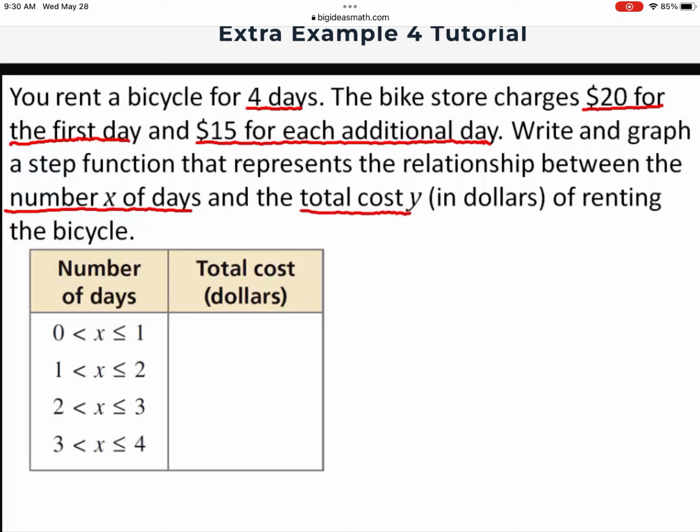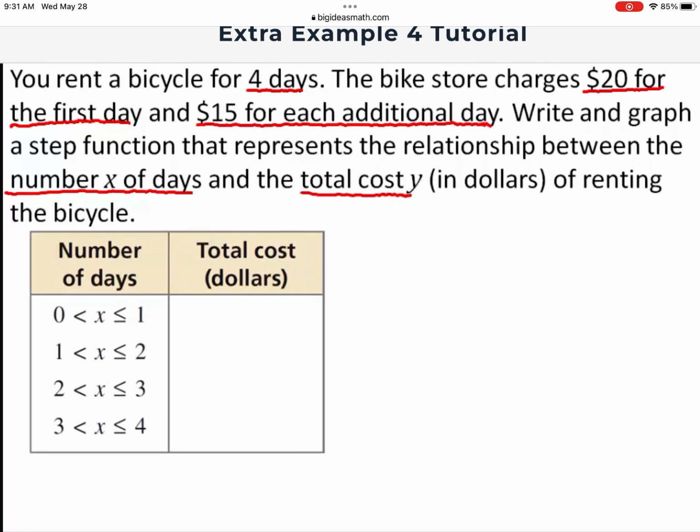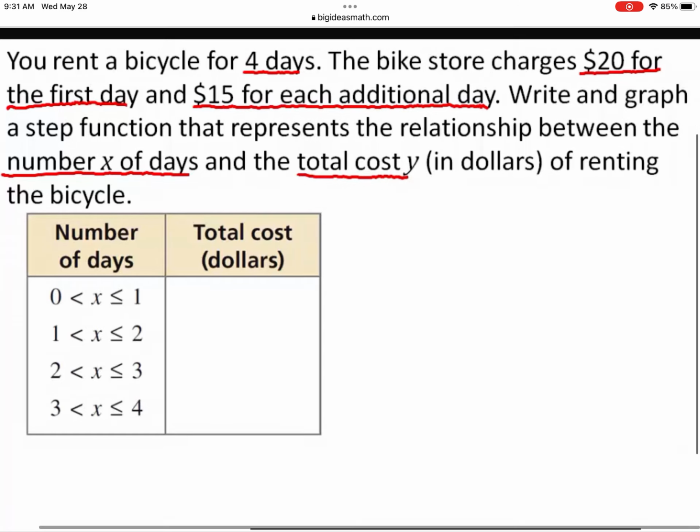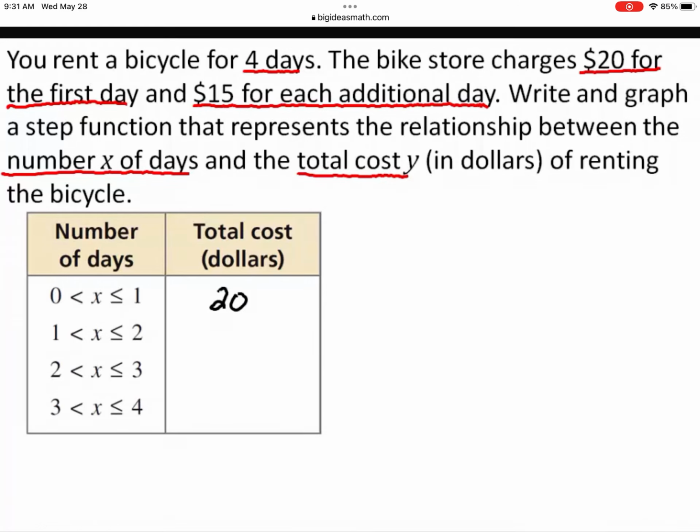Because you rent the bicycle for 4 days, the domain is all real numbers greater than 0 and less than or equal to 4. The total cost when x is greater than 0 and less than or equal to 1 is the total cost for the first day, which is given to be $20.